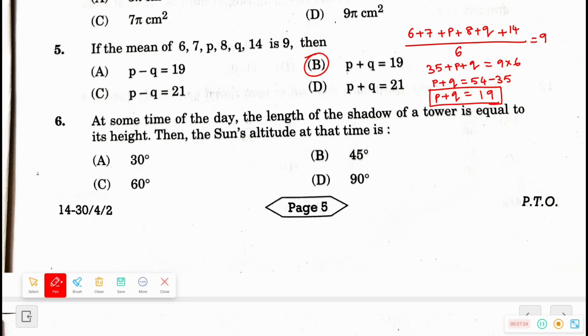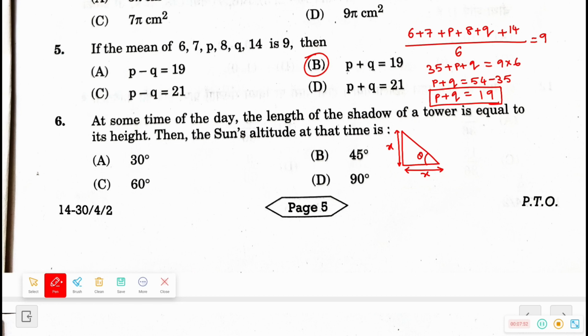Now see question number 6. At some time of the day, the length of the shadow of a tower is equal to its height. Then the sun's altitude at that time is. This is applications of trigonometry. Whenever this type of question comes, we have to draw a figure. And here we know that height of the tree is equal to length of the shadow. These two are equal. When opposite side and adjacent side are equal, we remember the angle as 45 degrees.